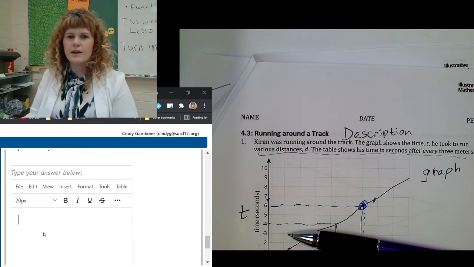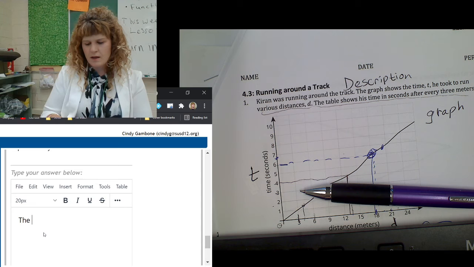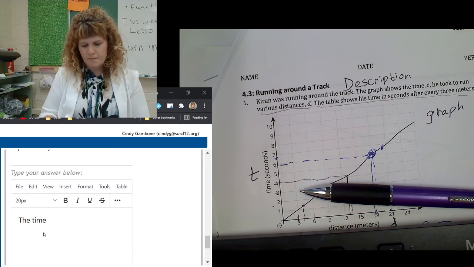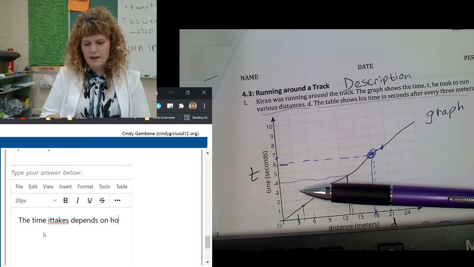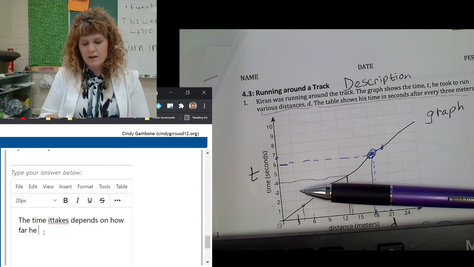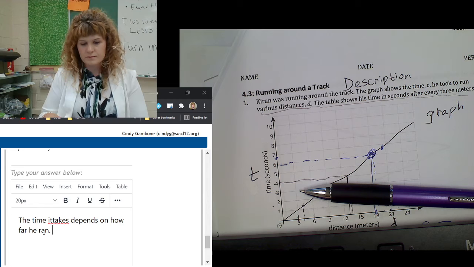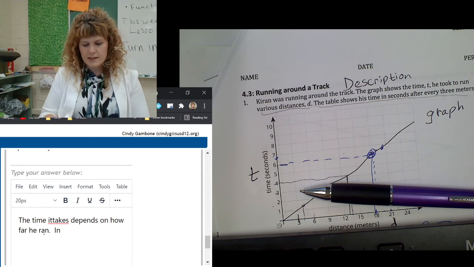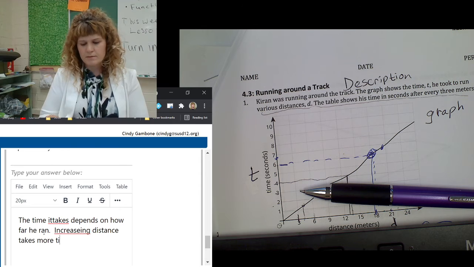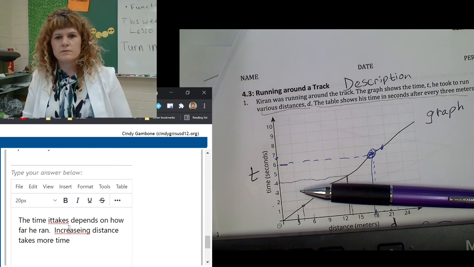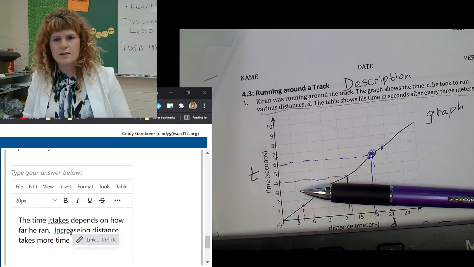Explain how you know. Okay, I'll explain that. The time it takes depends on how far he ran. Increasing distance takes more time. So, time depends on distance.